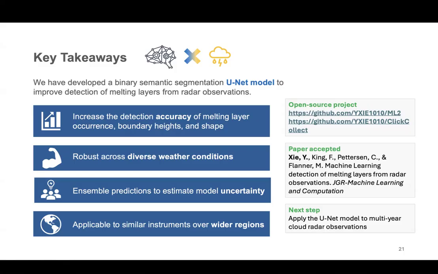The UNet model works well with heavy stratiform rainfall with folded radar signals, and works well for shallow melting layer cases, as well as concurrent melting layers. In addition, we have also implemented ensemble predictions of the UNet model so that it can provide us with a quantitative estimate of model uncertainty. This is very important for us to understand the reliability of such a machine learning technique.